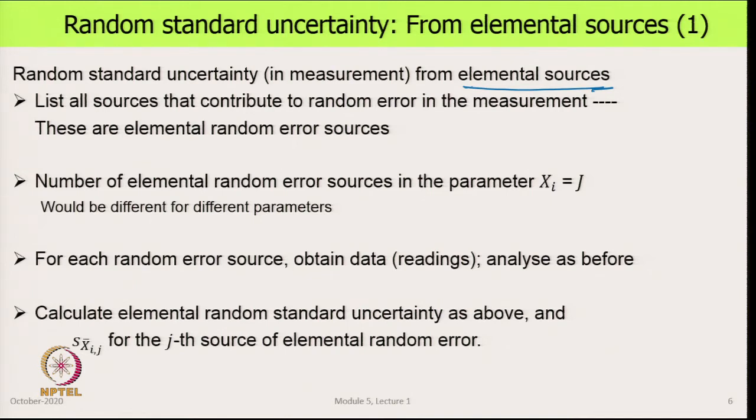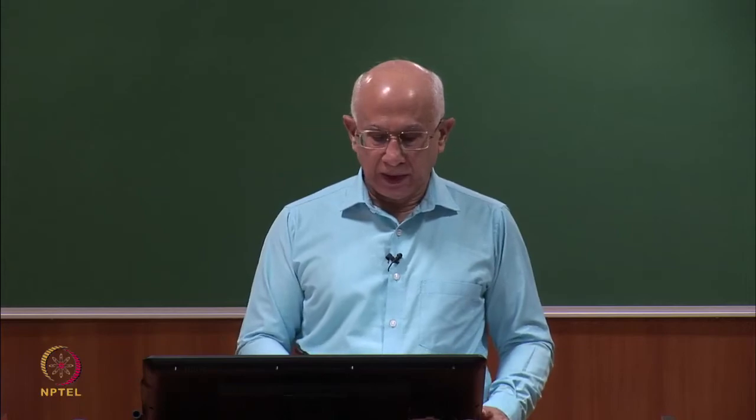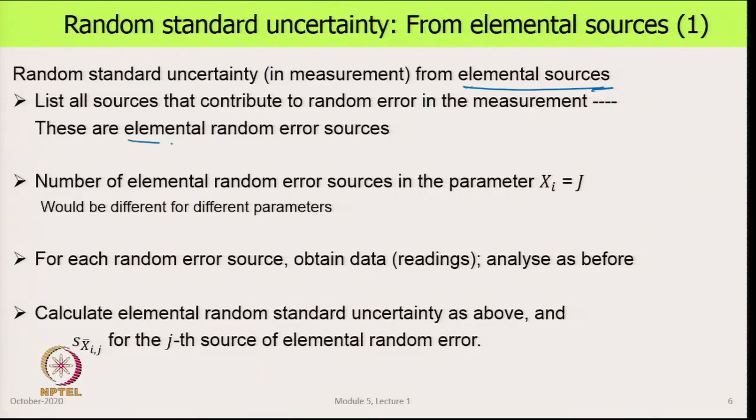So, what we do first, we list all sources of error, possible sources of error in a measurement, and then we do that for every measurement. And from all those possible sources of error, we identify those which can be estimated on the basis of data, and they are random in nature. So, these are the elemental random error sources.